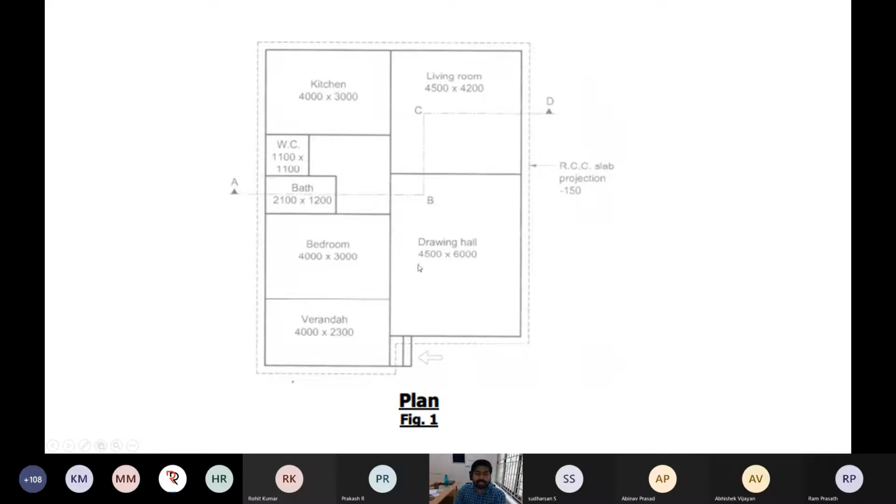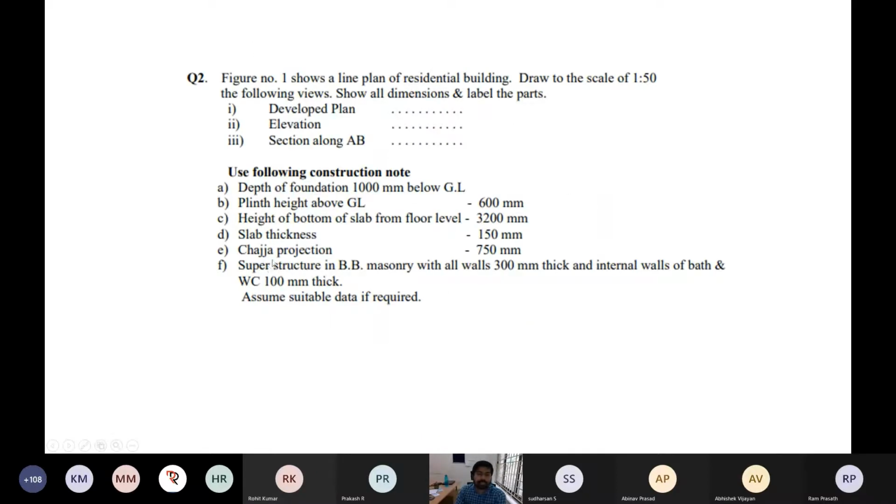Here the specifications are given. This is in millimeter. So the bedroom is there, veranda, drawing hall, bathroom, WC, kitchen and living room. Here the section is like this, A, B, C, D. I hope you understand. The section is A, B, C, D, and accordingly you can do it. The RCC slab projection is also given, that is 15 centimeter.